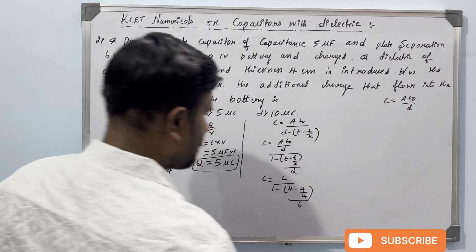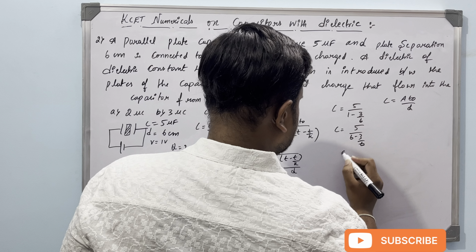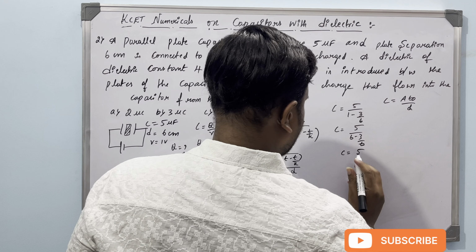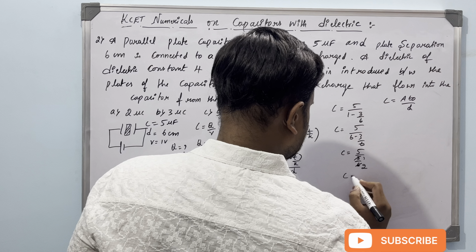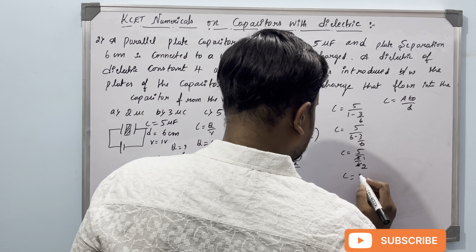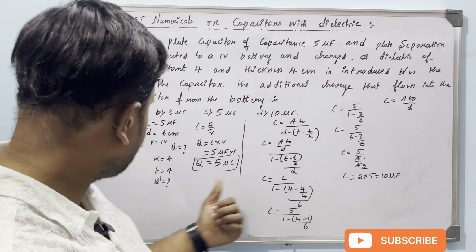So C value is 5 divided by 1 minus 4 minus 1 divided by 6. Okay, 4 by 4 means 1. Now here it will become C is equal to 5 divided by 1 minus 4 minus 1 is 3 divided by 6. So C is equal to 5 divided by 6 ones are 6 minus 3 divided by 6. So 6 minus 3 is 3 divided by 6, here 3 ones are 3, 3 twos are 6, so denominator of denominator becomes numerator, here it will become 2 into 5, so that is equal to 10 microfarad. Okay, here we got the C value, but we need to calculate Q dash value.